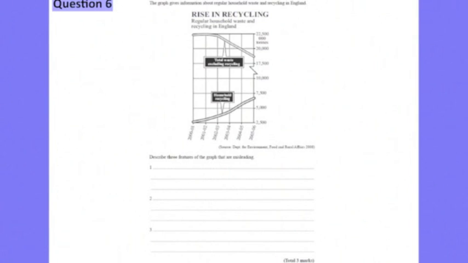Question 6. Here we have a graph that gives information about regular household waste and recycling in England. We're asked to write down 3 features of the graph that are misleading. So we're thinking about that checklist.